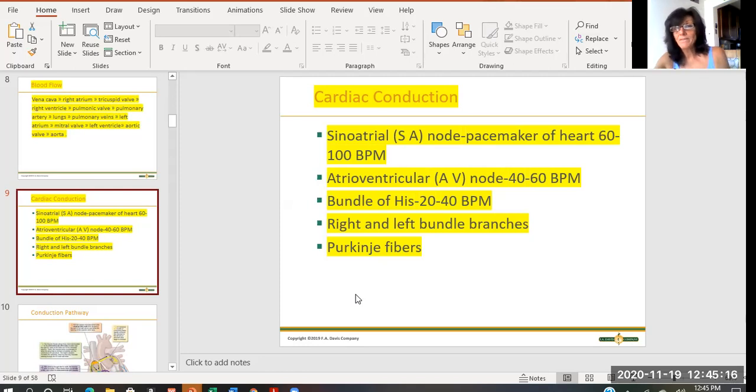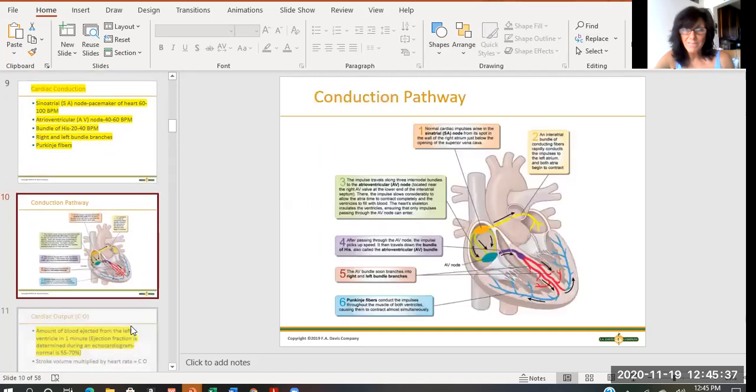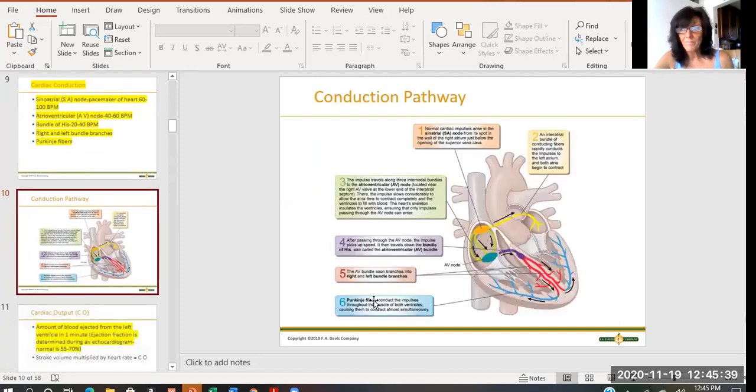What's the problem, you ask? Problem is, when the heart is beating that slowly, it's not beating enough to pump enough oxygenated blood to perfuse the body. Perfusion. So at 20 to 40 beats per minute, you're not conscious and you're barely alive if you're at 20 beats per minute, but you're alive. Okay. And that's important to know. And here's a picture of the conduction pathway that shows the SA, AV, bundle of His, Purkinje fibers.